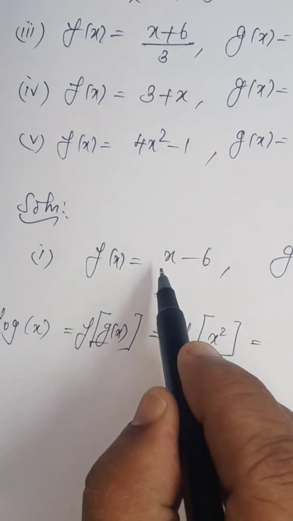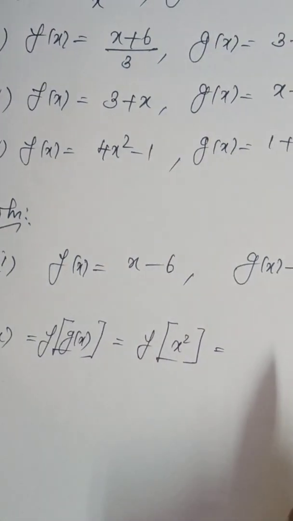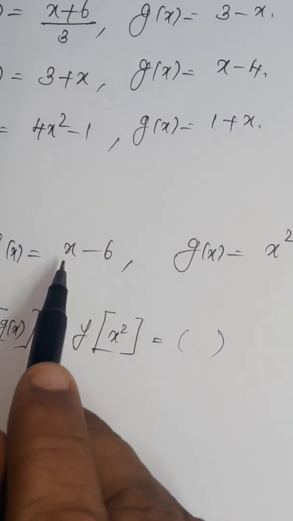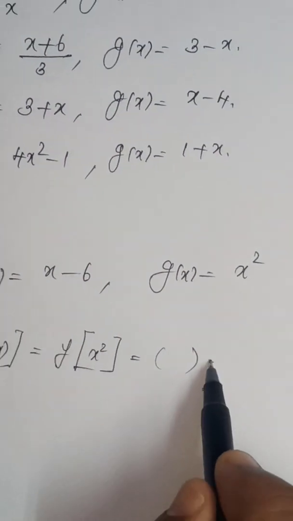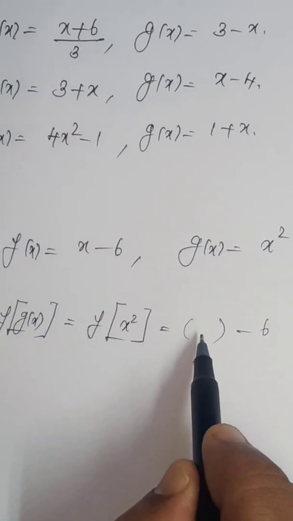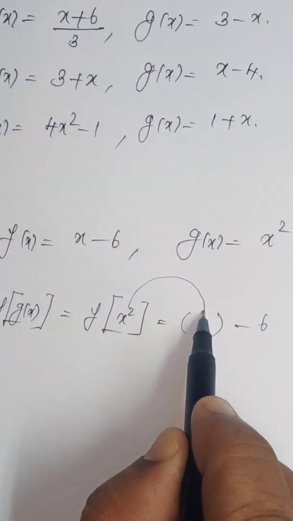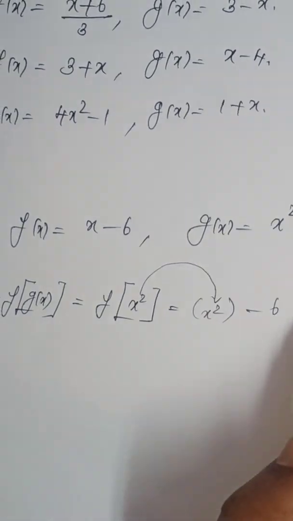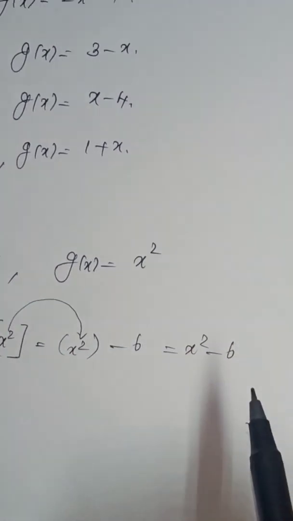Here x can be replaced by a bracket, minus 6 right as it is. So what should be coming inside the bracket? The x squared has to come over here. That is equal to x squared minus 6.